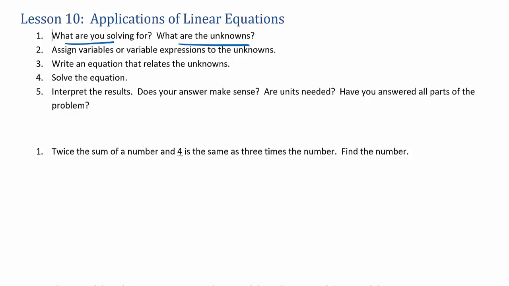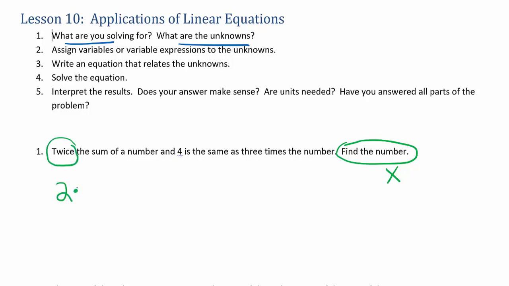Example 1 says twice the sum of a number and 4 is the same as 3 times the number. Find the number. So this is an unknown number problem. There isn't really a context, but the thing I'm trying to find is some number, which I'm going to call x. Now I'm going to go back and read the words and try to translate them into an equation.